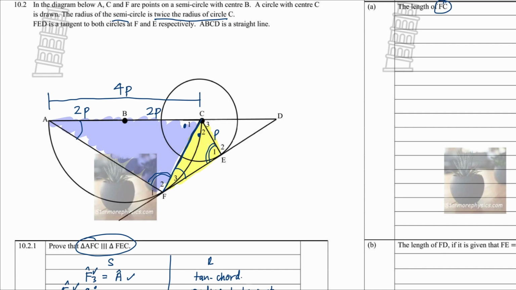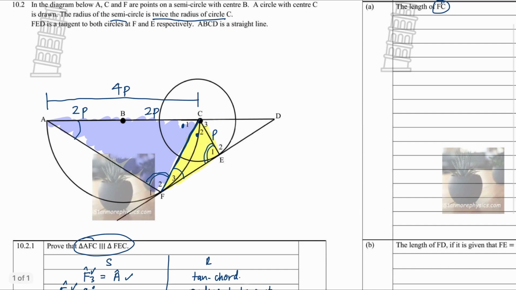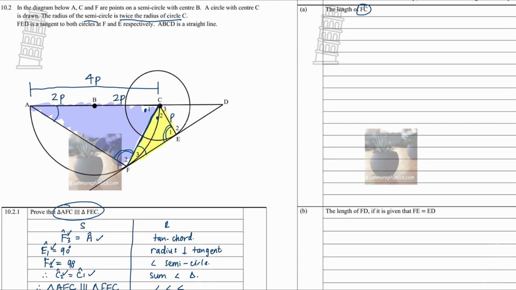Now we can use the proportionality, or similarity, that we just found to get ratios and solve for FC. So what we can do is say that AC, since we have that side, divided by FC is going to equal FC divided by EC, since we have EC and FC.